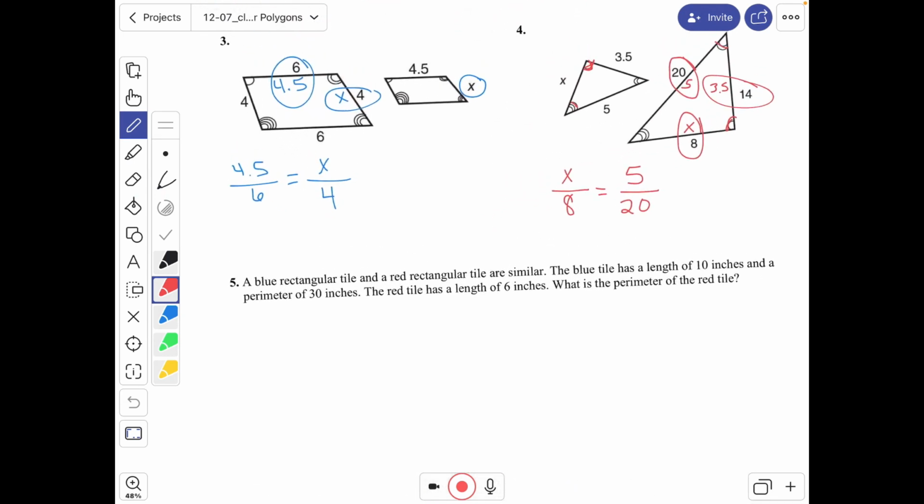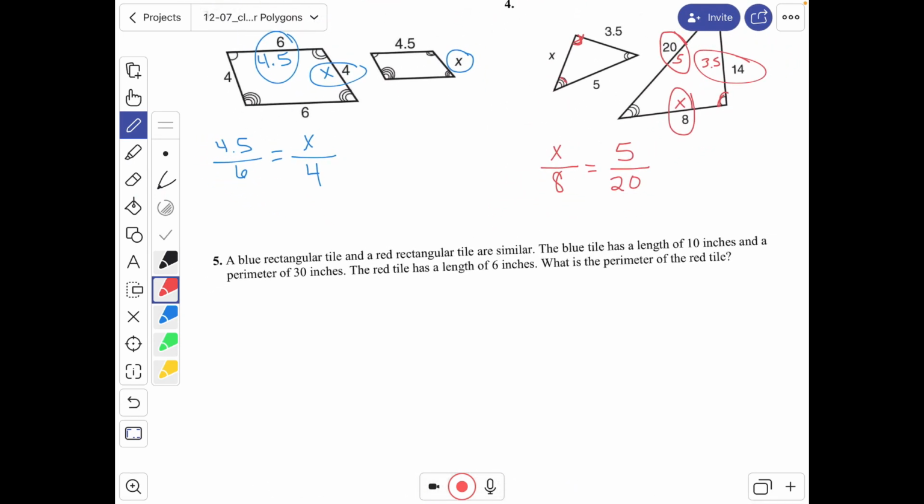The last question says, a blue rectangular tile and a red rectangular tile are similar. The blue tile has a length of 10 and a perimeter of 30. The red tile has a length of 6. What is the perimeter of the red tile? So not only with sides, but we could also use it to set up perimeter. So I'm going to draw, it said blue, so I'll use blue. The length is 10 and the perimeter is 30. On the red tile, it said the length is 6 and we don't know the perimeter.